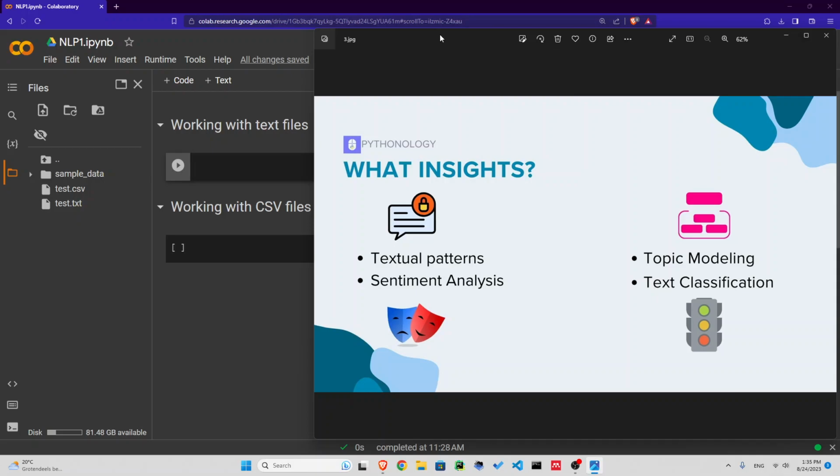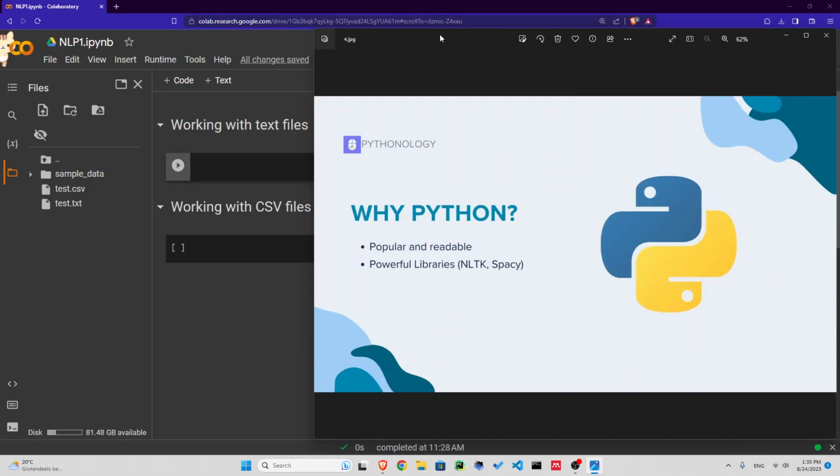So we are going to use Python to do all these. Why Python? Well, Python is popular and readable, very easy to learn and use. And additionally, it's got a lot of powerful libraries such as NLTK and SpaCy. These two are amazing NLP libraries.